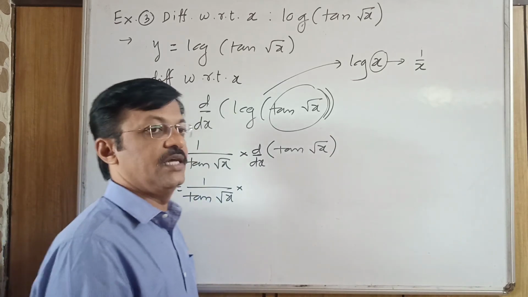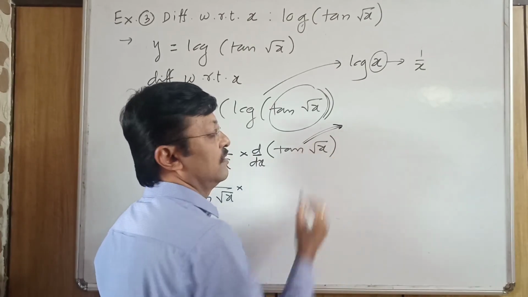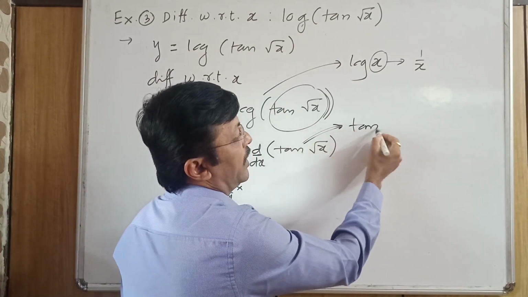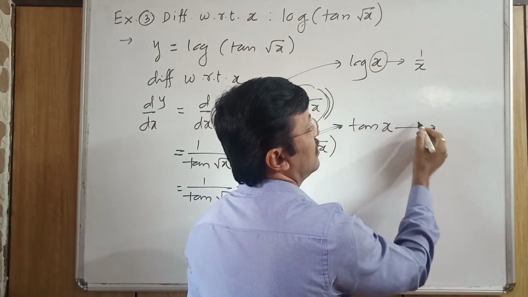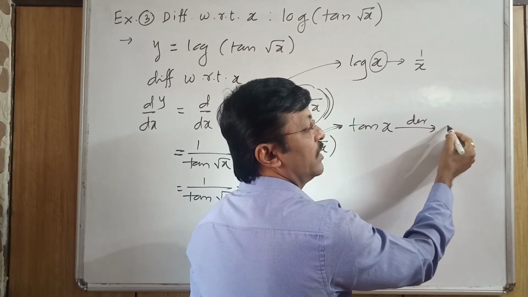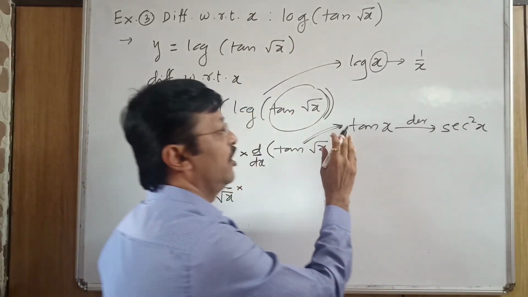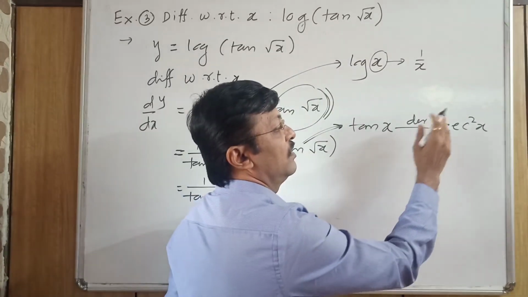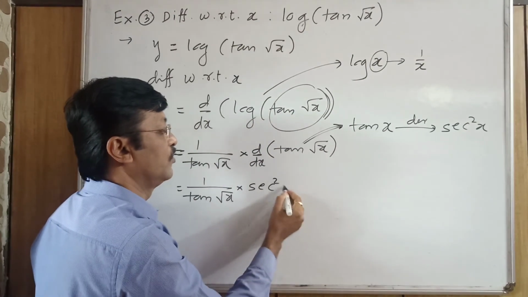And if you need chain rule, what you do is compare that tan of root x with the standard function. Which standard function does it look like? Tan of root x looks like tan of x, whose derivative is sec square x. So derivative of tan x is sec square x. So derivative of tan root x will be sec square root x. So in the first part I would write sec square root x.